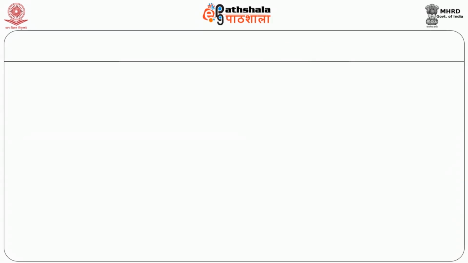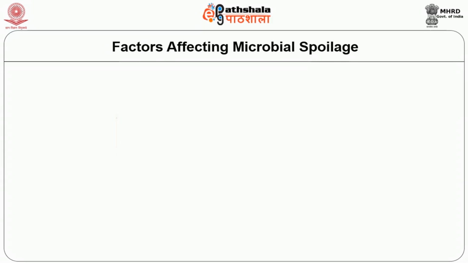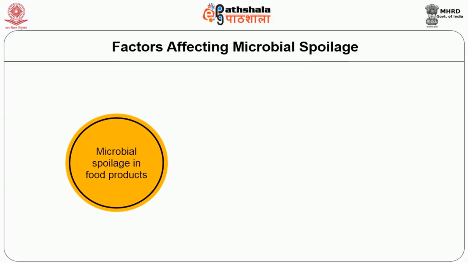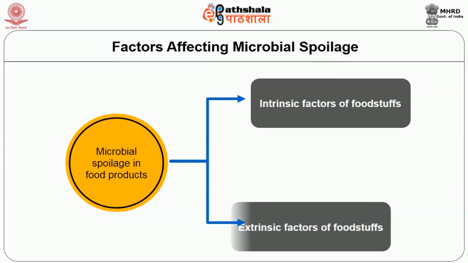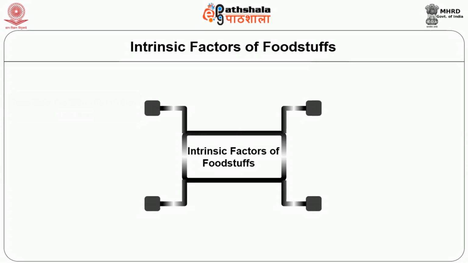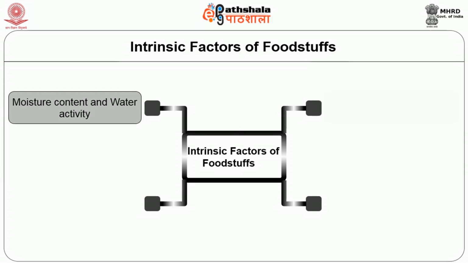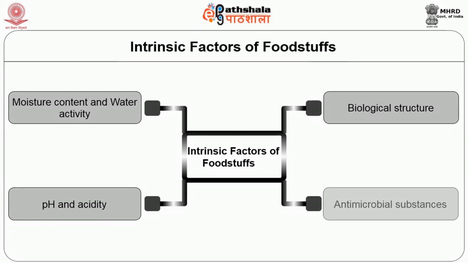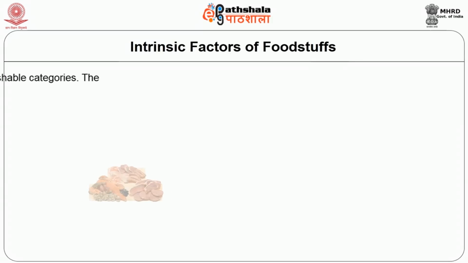Let us now discuss the factors affecting microbial spoilage. The factors that are responsible for microbial spoilage in food products are intrinsic and extrinsic factors of foodstuffs. The intrinsic factors of foodstuff include moisture content and water activity, biological structure, pH and acidity, and antimicrobial substances.